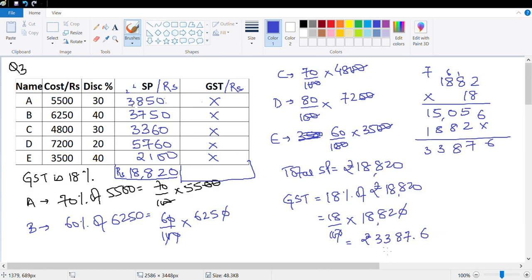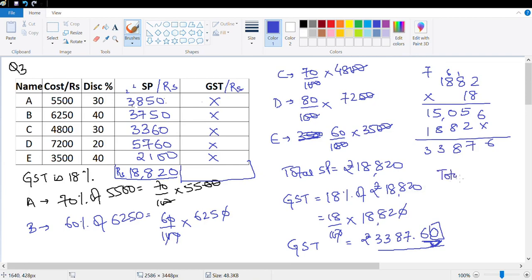Yes. Since we are talking about money, you need to write answer up to 2 decimal places. So I repeat, since this chapter is only about money, you will need to write answer up to 2 decimal places. So my total GST is rupees 3387.60. And let's read the question. Find the total money including GST.